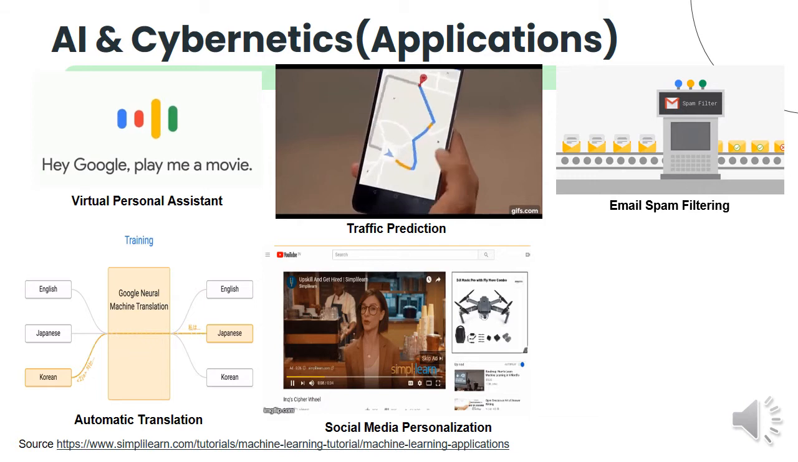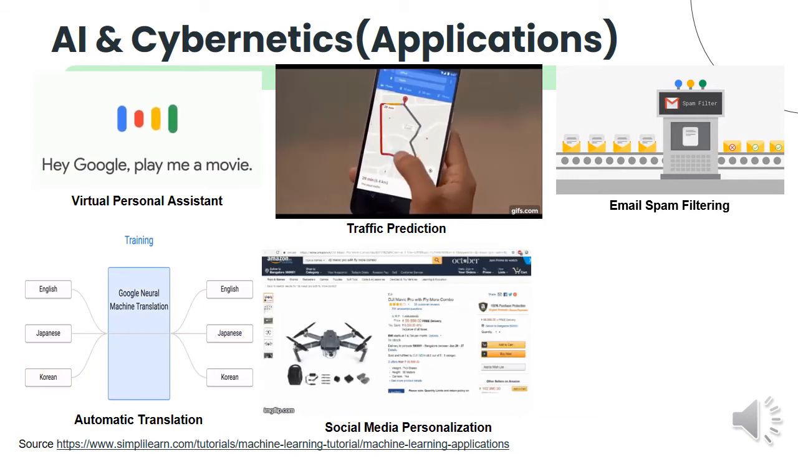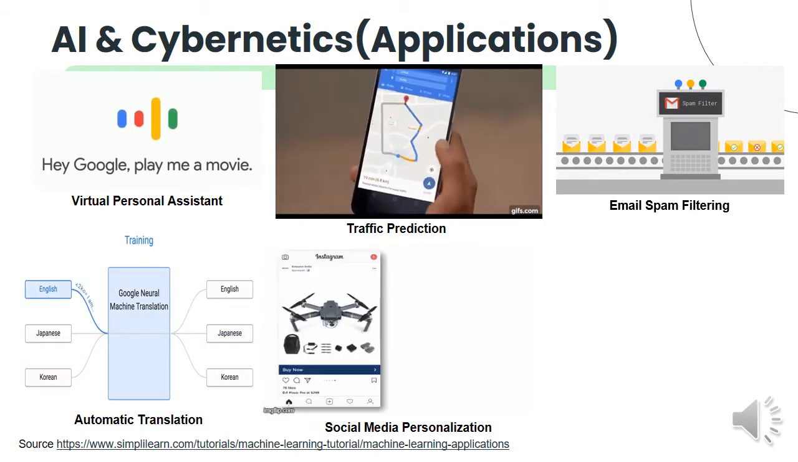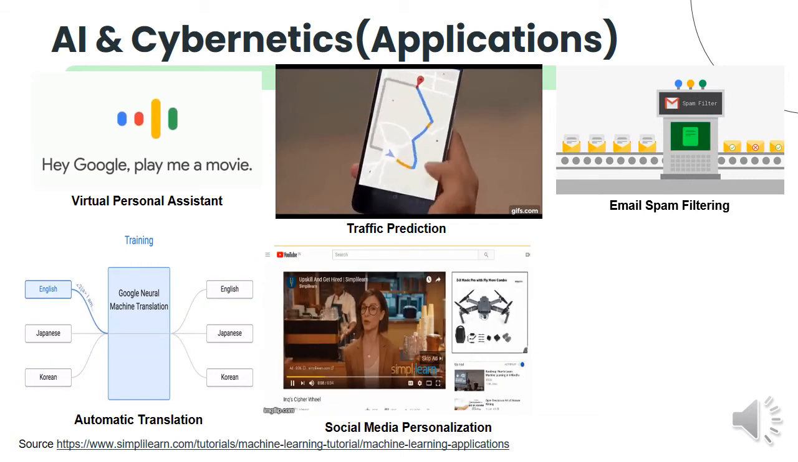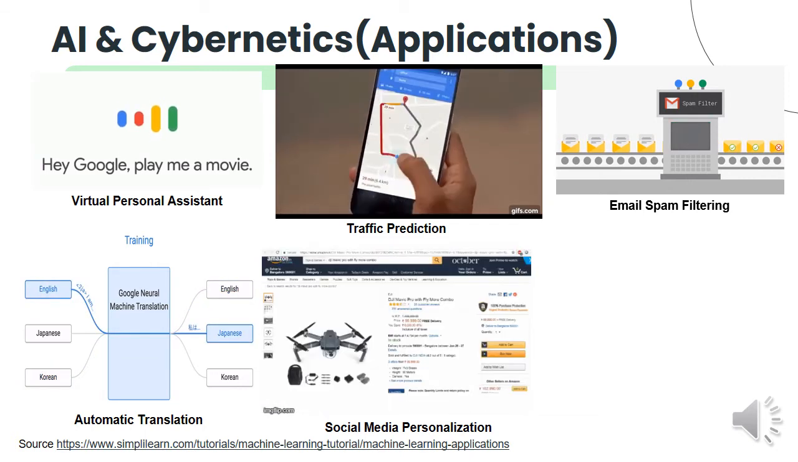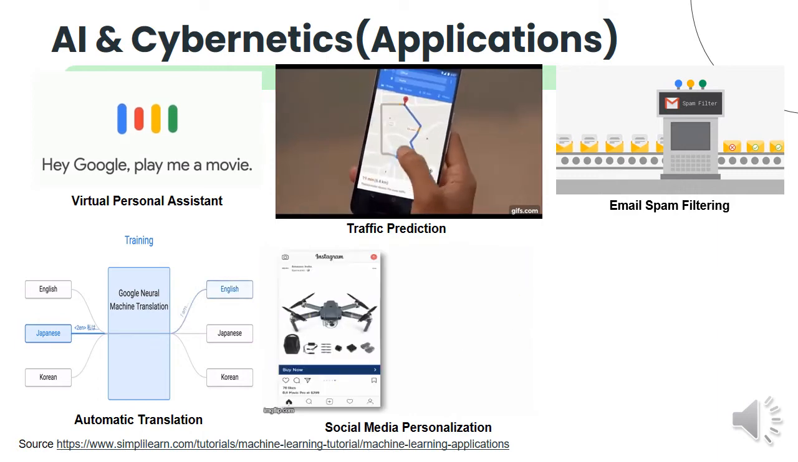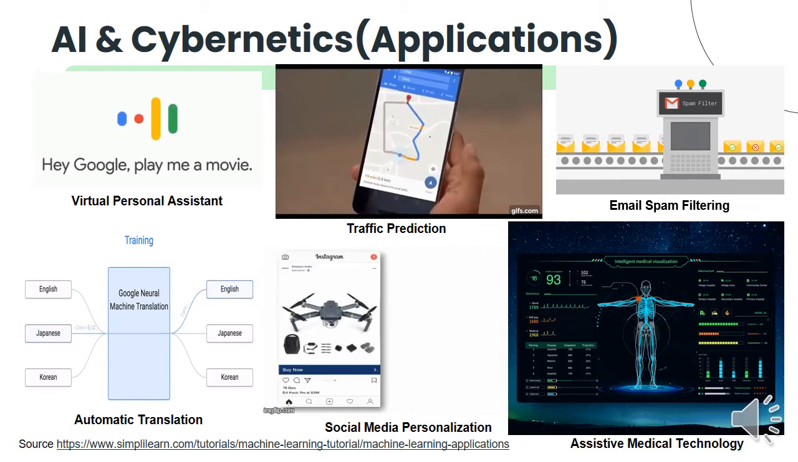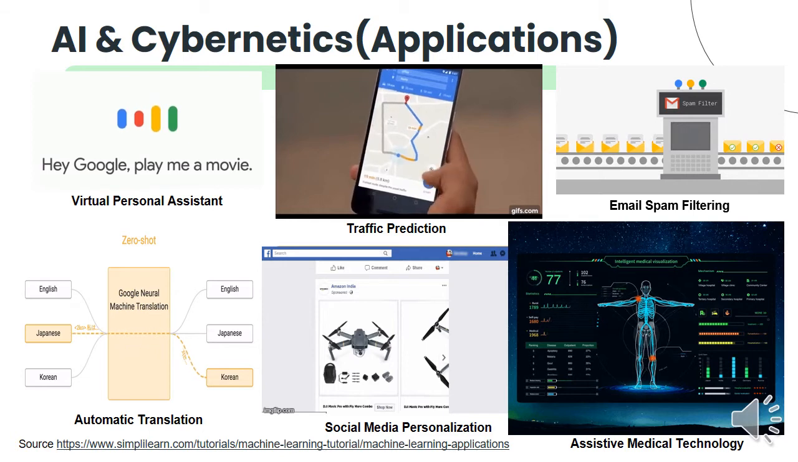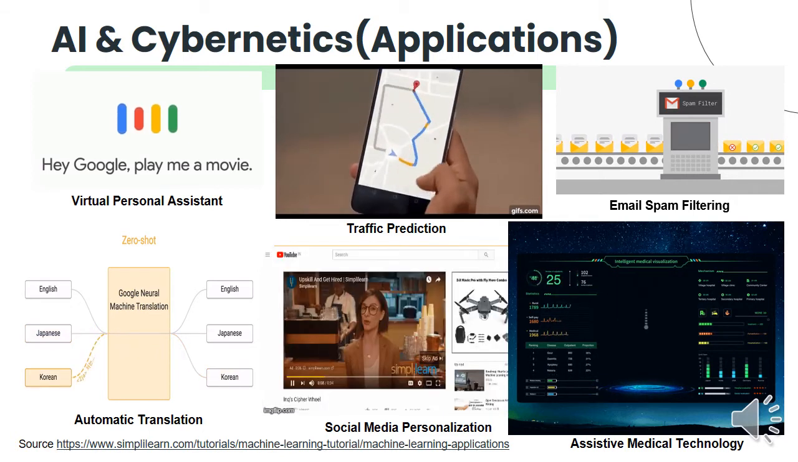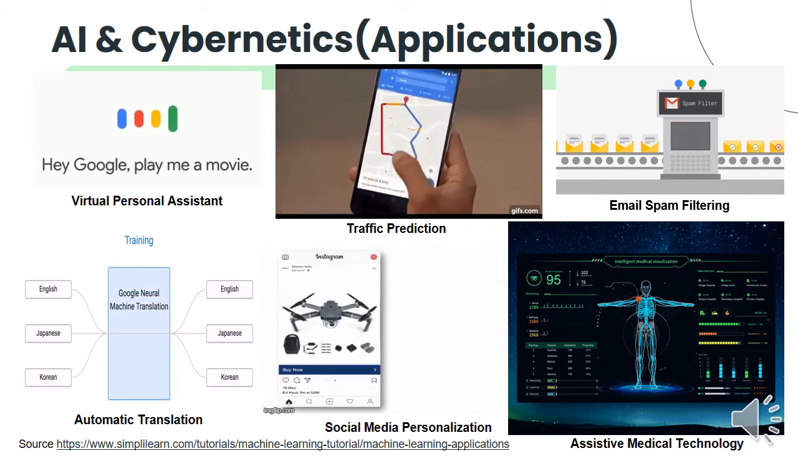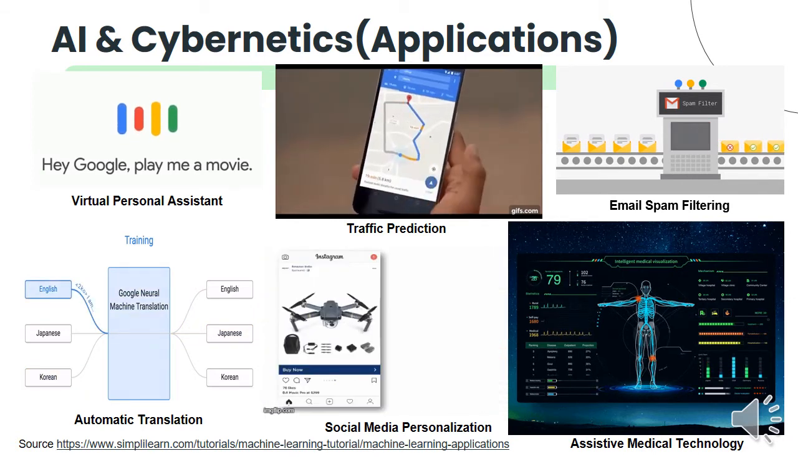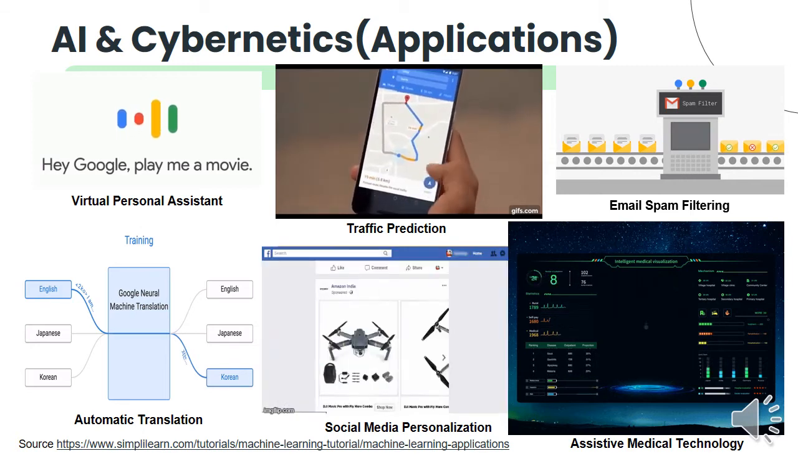Now, social media personalization. You are searching for some product on some site, and then there will be a lot of suggestions to you on different sites. This is how AI is working to find those products, and it is going to suggest them to you throughout all your social media. Similarly, one of the most beautiful, or I can say the positive, applications of AI and cybernetics you can find in assisted medical technology, where automatic diagnosis of your body and everything can be found in this particular aspect.